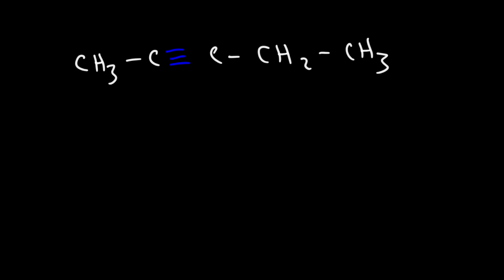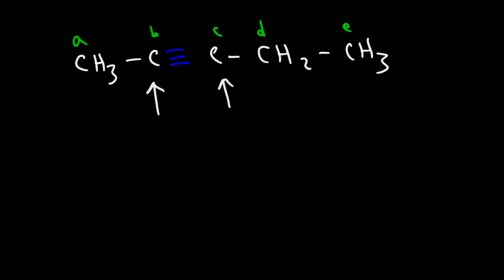So let's consider the example of 2-pentyne. So let's call this carbon A, B, C, D, and E. So there's a total of 5 signals. So which carbon will have the higher chemical shift? Carbon B or carbon C?